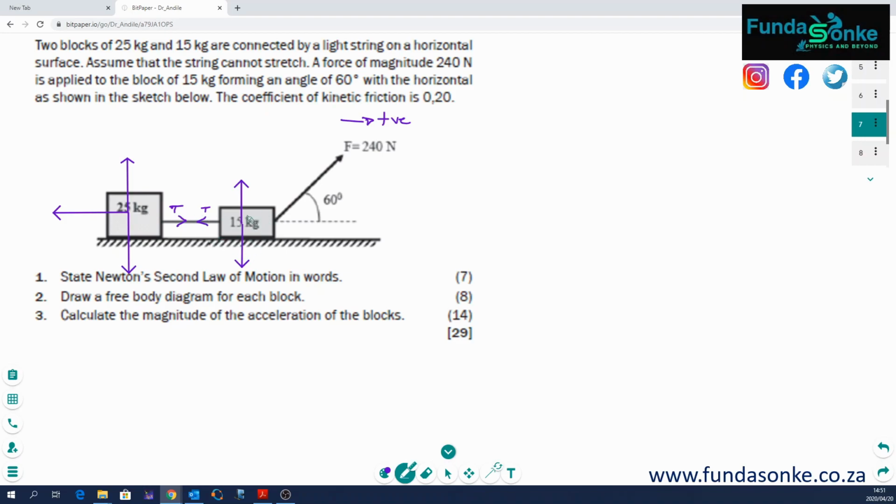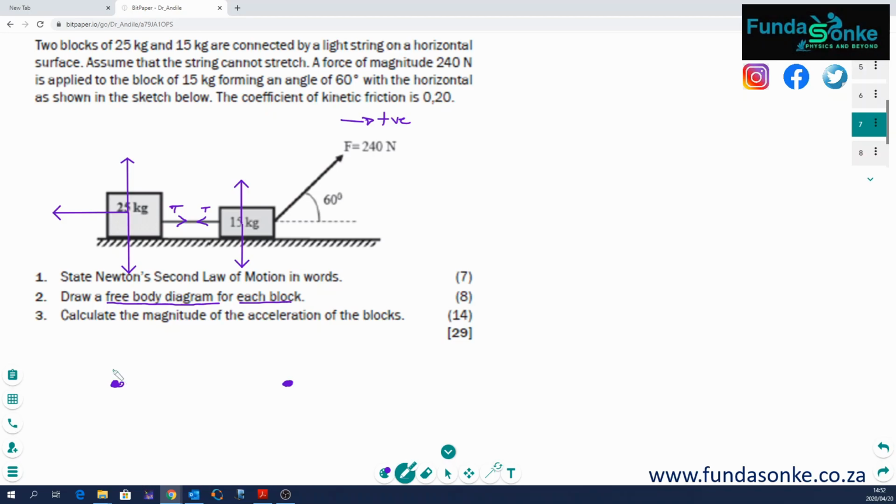Okay, so now in terms of my force diagram, this is what it looks like. However, the question says we need to draw a free body diagram for each block. So we'll consider each block as an individual point mass. So the 25 kg mass, we'll consider it as a point mass on its own, and the 15 kg mass will also be considered a point mass of its own, like that.